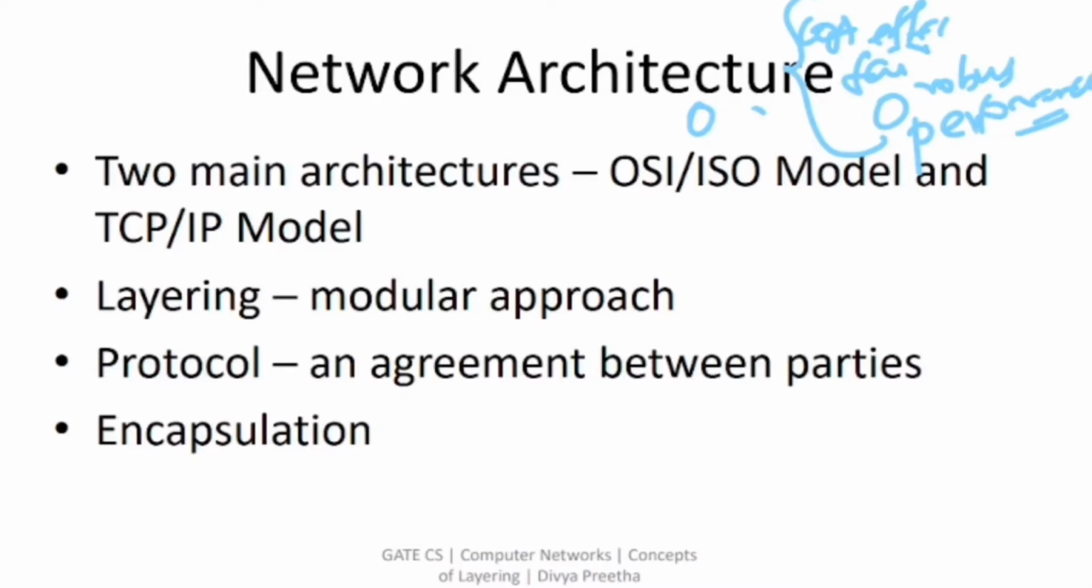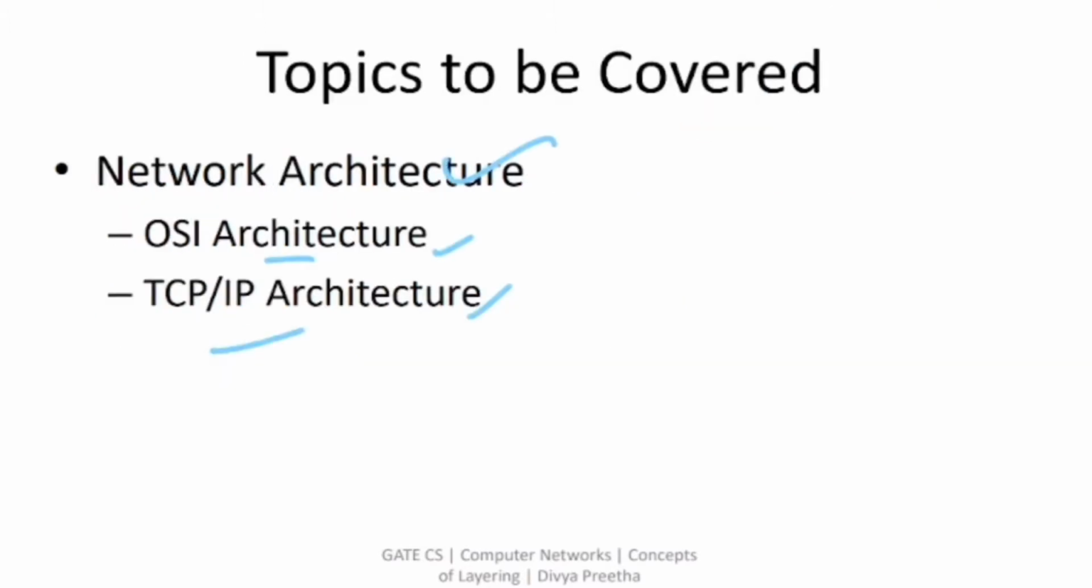But in order to deal with this complexity, the existing network designers have developed some general blueprints. With the help of these blueprints, we can design or customize a network for our organization without any hassle. Those two main architectures are the OSI architecture and the TCP/IP architecture.